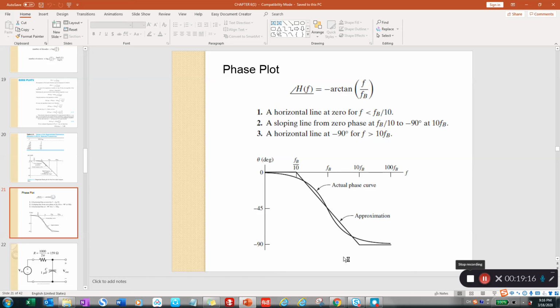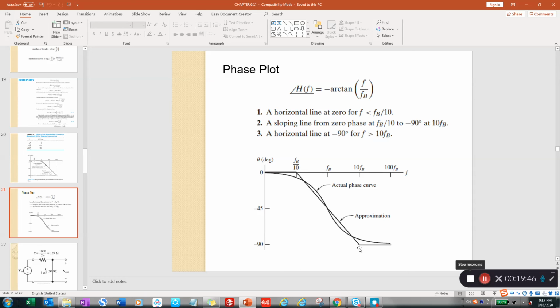Now let's look at another critical point, which is f equal to 10 times fb. So that is our point here. If f equals 10 times fb, then f over fb will be equal to 10. Then if you calculate negative arctangent 10, you're going to get a value which is close to negative 90.